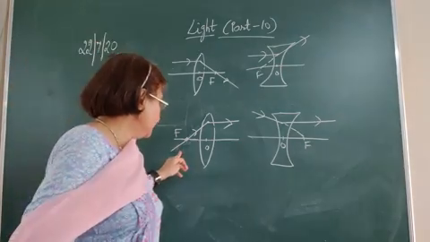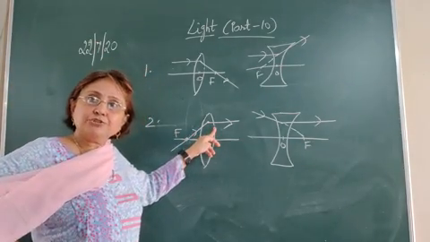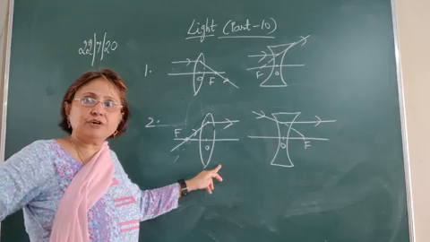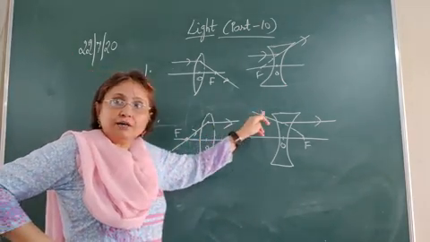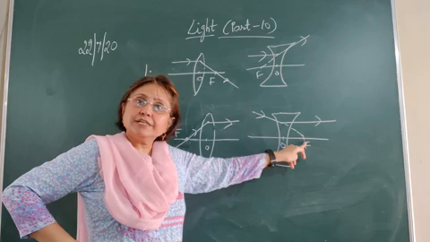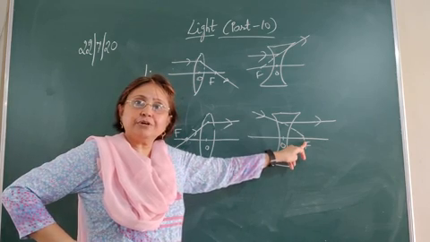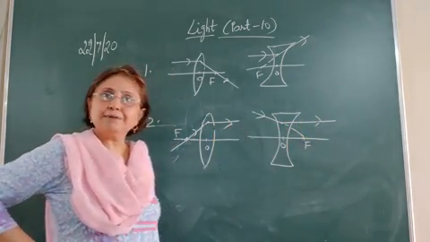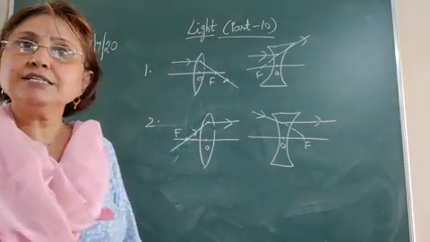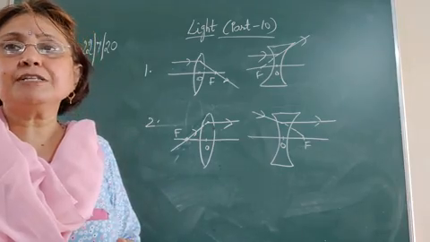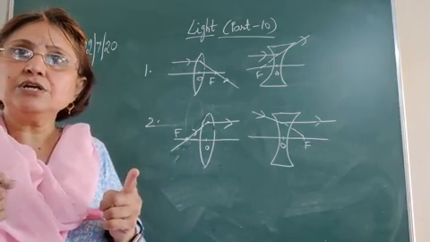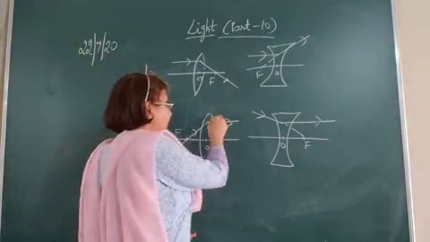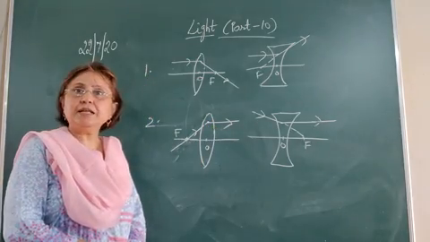Okay, so the second rule is a ray of light which is passing through the principal focus in case of a convex lens. So in the bracket you can write down convex lens, or appearing to pass through the focus in case of a concave lens. So in the bracket you can write down concave lens. After refraction becomes parallel to the principal axis. So the second rule is a ray of light passing through the principal focus, convex lens, or appearing to pass through the focus, concave lens, after refraction becomes parallel to the principal axis.